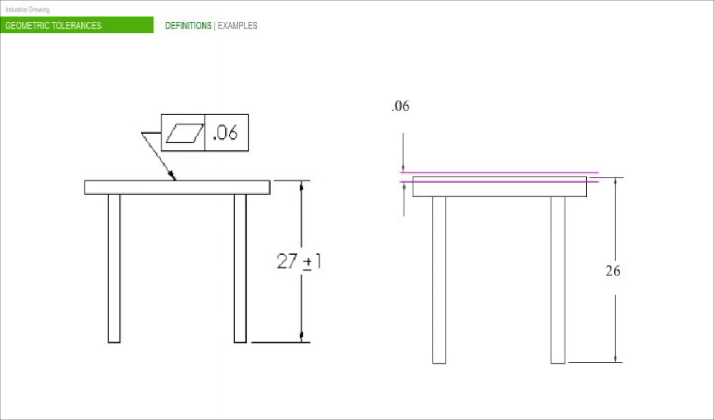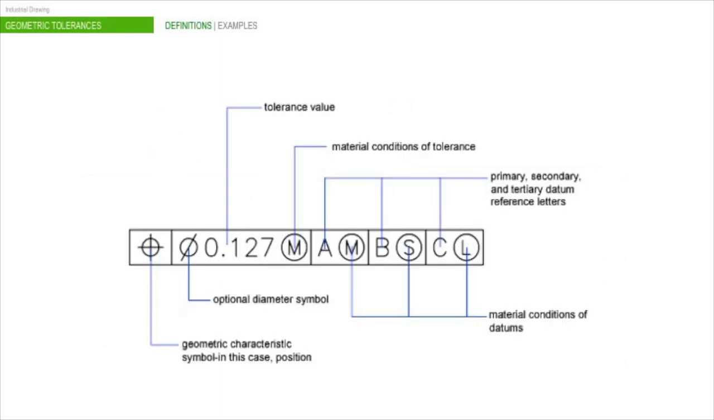You can solve that by using GD&T. The table may be any height between 26 and 28 units. The table top must be flat within 1/16 units. Let's see now the parts of the geometric tolerance indication.